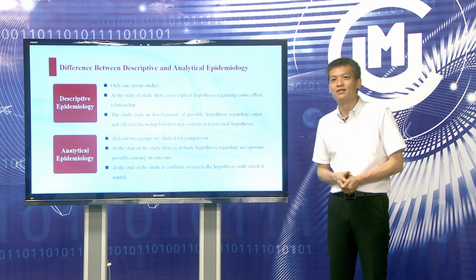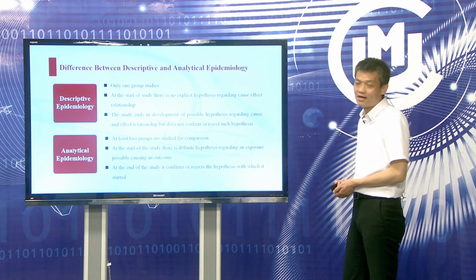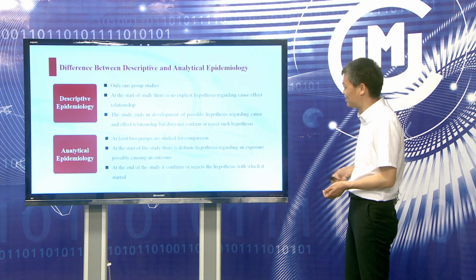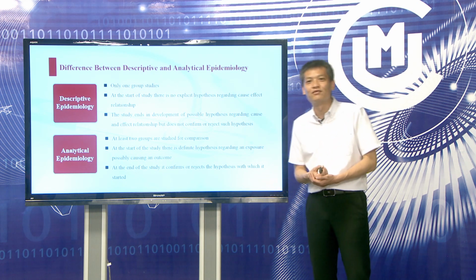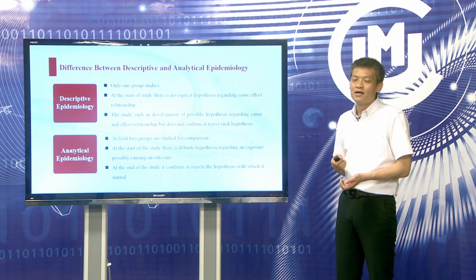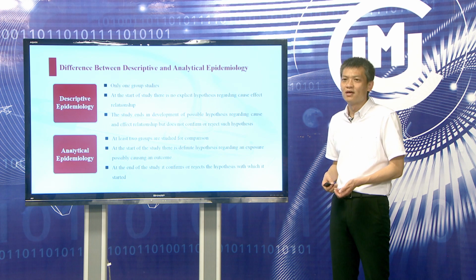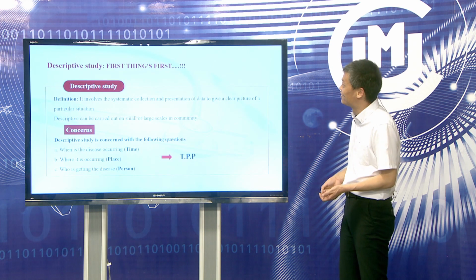But for analytical epidemiology, at least two groups are studied for comparison. At the start of the study, there is an explicit hypothesis regarding exposure possibly causing an outcome. At the end of the study, it confirms or rejects the hypothesis.